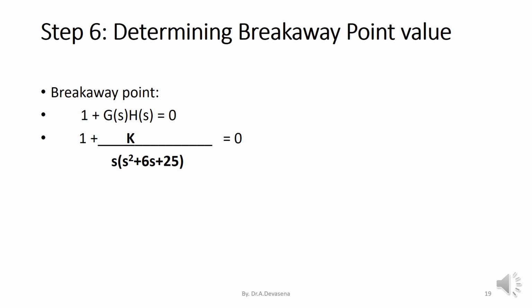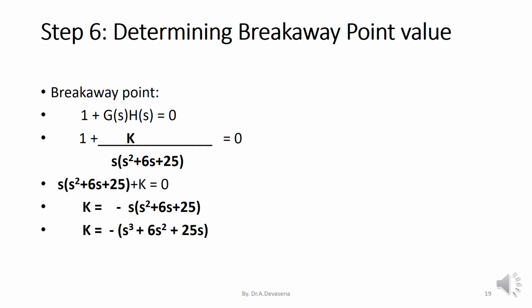If you simplify the above equation, we obtain s into (s square plus 6s plus 25) plus k is equal to 0. If you further simplify, we get k is equal to minus s into (s square plus 6s plus 25). It provides the k value as k is equal to minus of (s cube plus 6s square plus 25s).